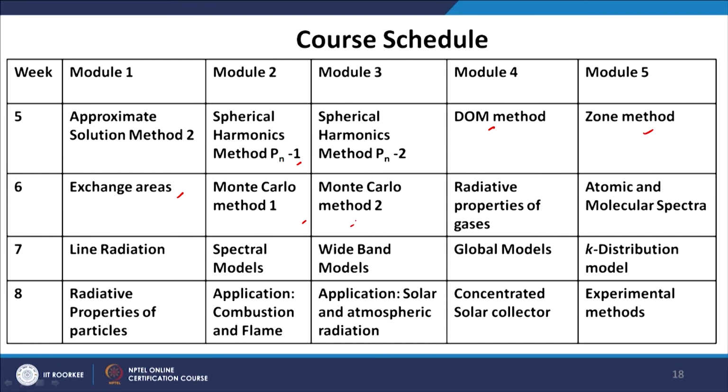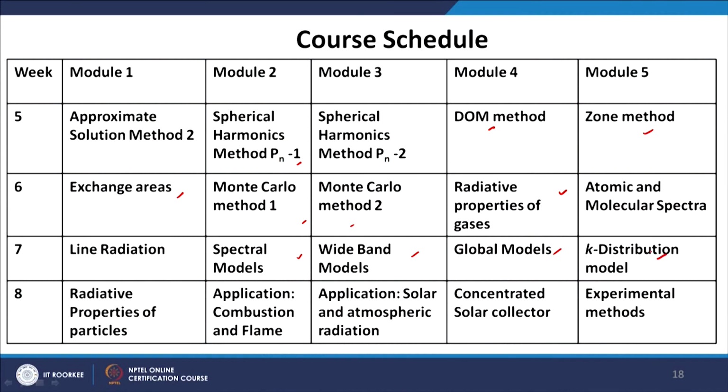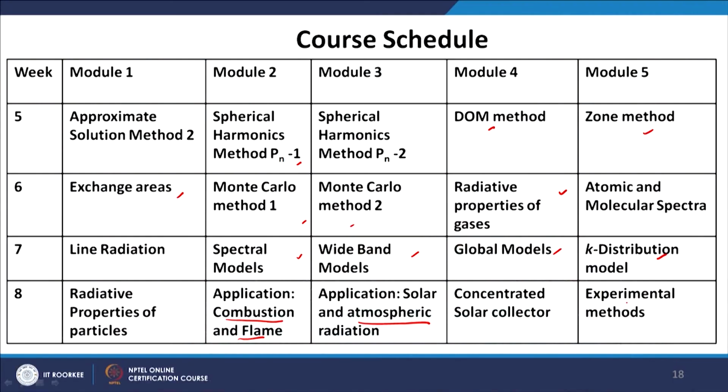Finally, towards the end of this course, we will discuss the properties of gases and particles. So radiative properties of gases, molecular and atomic spectra. We will discuss how to approximate the spectral part of the gas properties through the wideband model, global model, and K-distribution model. And finally, we will focus on some selected applications of radiation, especially to combustion and flame, atmospheric radiation, and some experimental methods in the last lecture.